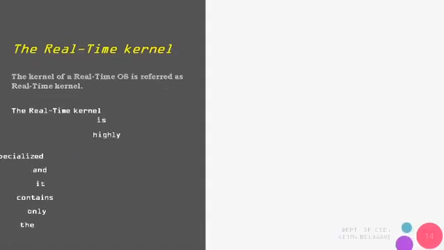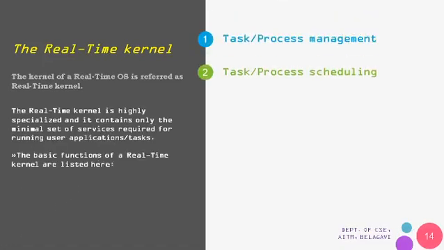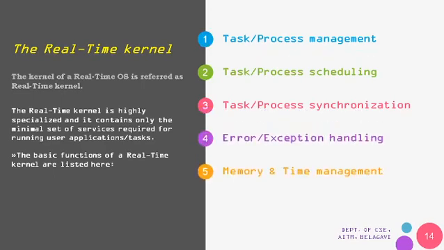Now going to the real-time operating system, its kernel is referred to as a real-time kernel. The real-time kernel is highly specialized and contains only the minimal set of services required for running user applications or tasks. The basic functions of a real-time kernel are listed here: task or process management, task or process scheduling, task or process synchronization, error or exception handling, memory management, time management, and interrupt handling.